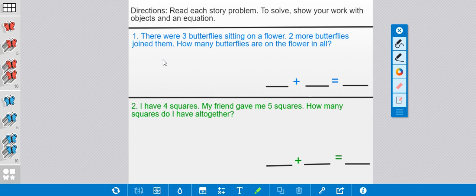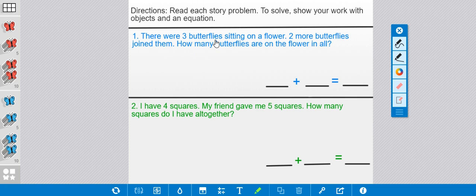So let's read the problem together. Are you ready? There were 3 butterflies sitting on a flower. 2 more butterflies join them. How many butterflies are on the flower in all? These are very important words here. In all. Anytime you have a story problem that reads in all, you know that you are going to add the objects together. So when I come back here, I see the number 3.